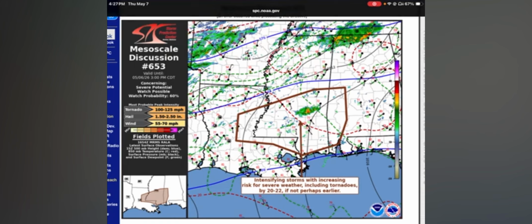And then the discussion, it's a summary, and it says intensifying thunderstorms with increasing risk for severe weather, including tornadoes by 20 to 22Z, if not perhaps earlier.